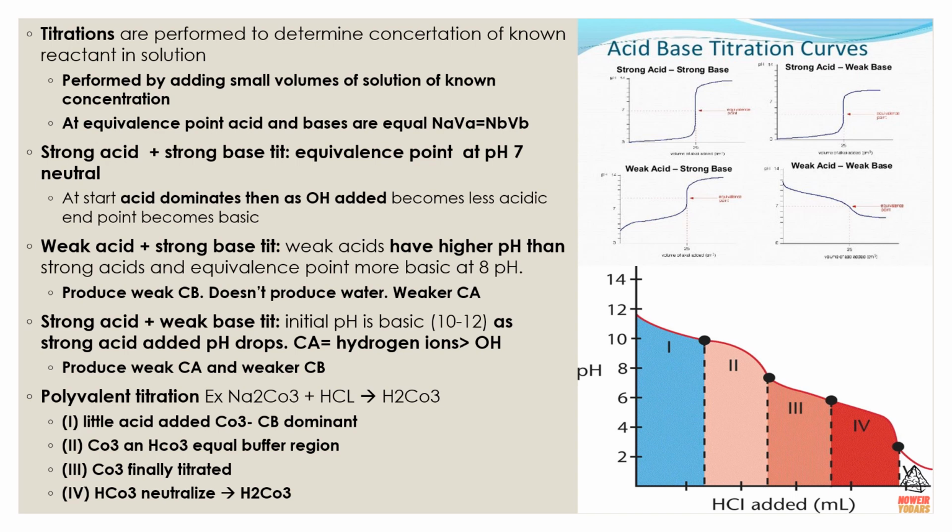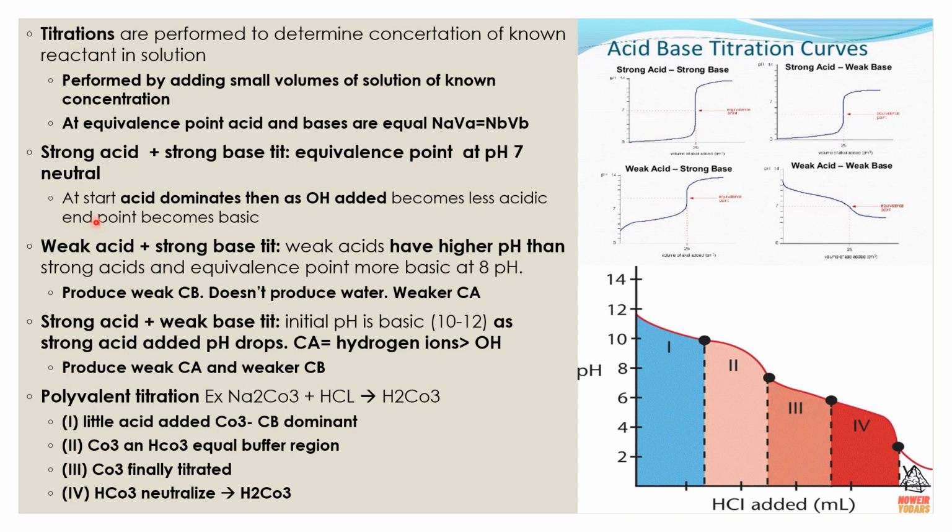Next we have titrations. So titrations are not buffers, by the way. Buffers are basically a weak acid and its conjugate base, or a weak base and its conjugate acid. Titrations are performed, on the other hand, to determine the concentration of an unknown reactant. They're performed by adding small volumes of a solution at known concentration, and at the equivalence point, acid and base are equal: Na Va equals Nb Vb.